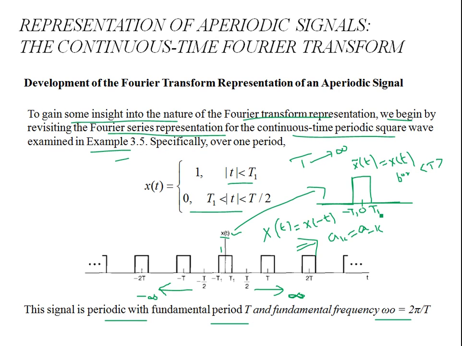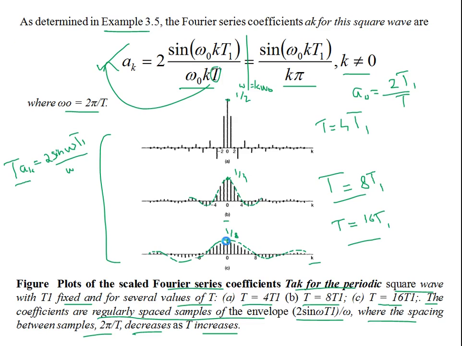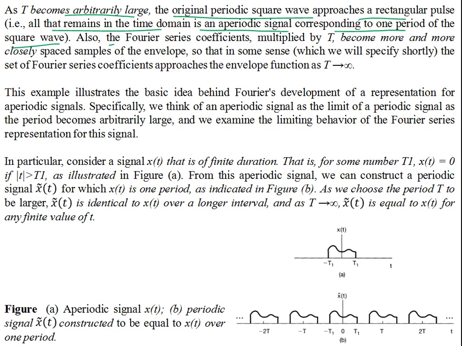Okay, this is an aperiodic signal. So x(t) is x tilde(t). It's an aperiodic signal if its period is thought to be of infinite duration. Okay, the period is infinite. So also the Fourier series coefficients multiplied by T become more and more closely spaced samples of the envelope, so that in some sense, which we'll specify shortly, the set of the Fourier series coefficients approaches the envelope function as T goes to infinity. So it becomes a continuum, right?